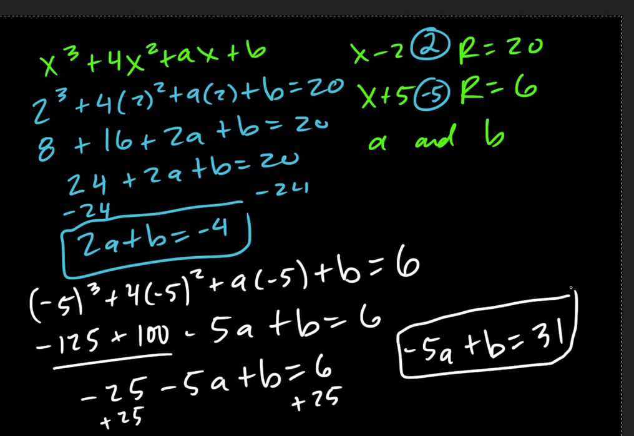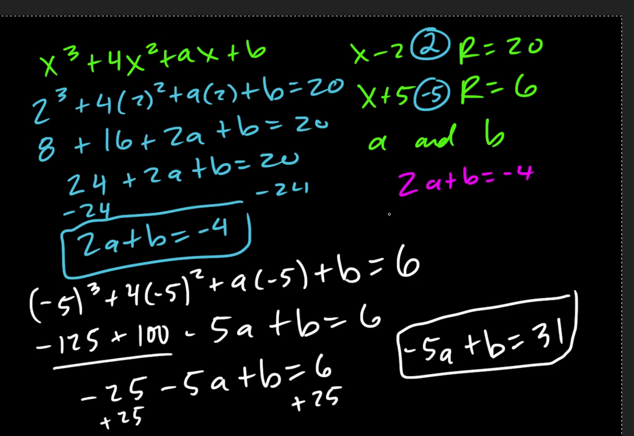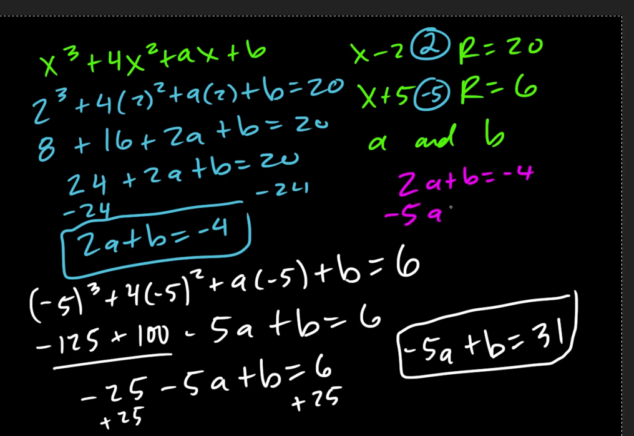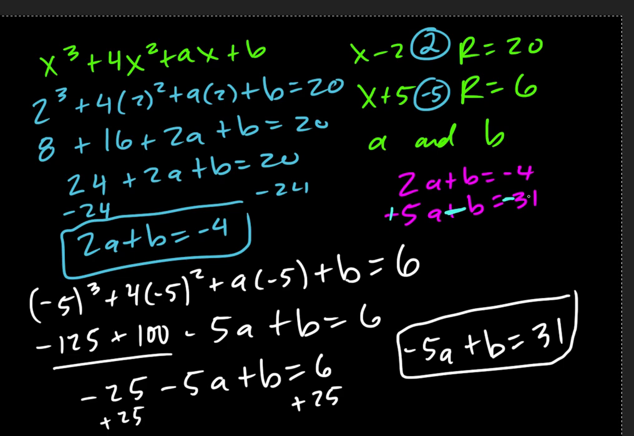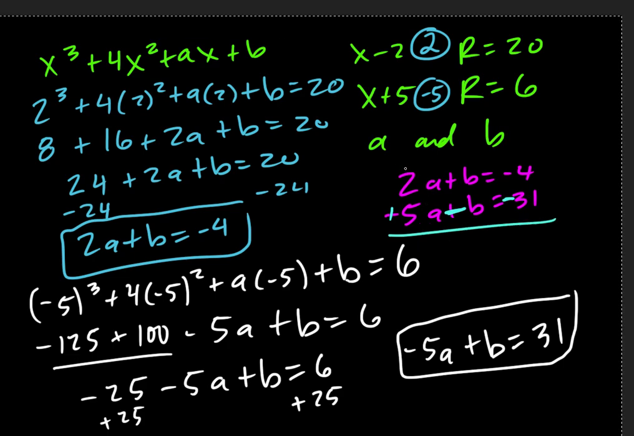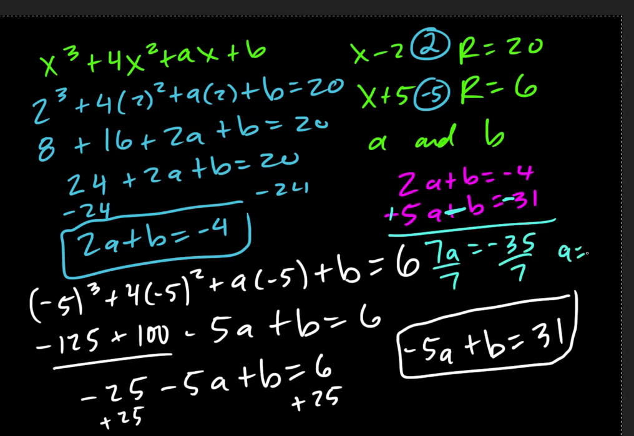Alright, we have two equations that we can now use to figure out what we need. So I'm just going to rewrite them. Now, if I just multiply the bottom equation by -1, that will just change the signs. Then we can just add these. So we get 7a. These will cancel. And that's equal to -35. Divide by 7, divide by 7. And so a is equal to negative 5.